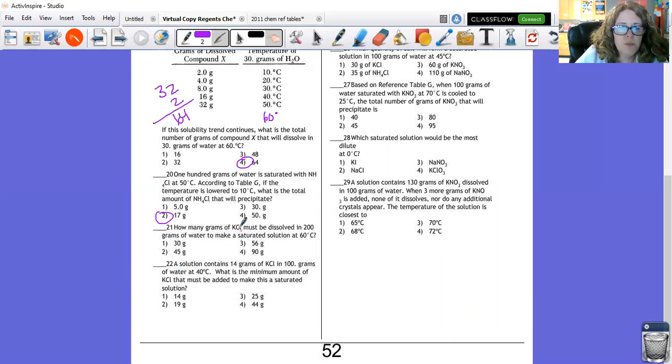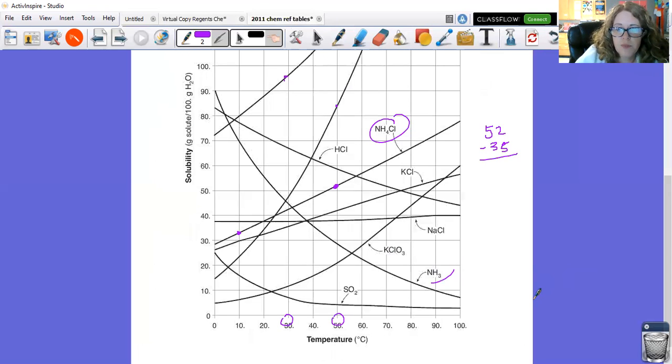All right, so how many grams of potassium chloride must be dissolved in 200 grams of water to make a saturated solution at 60 degrees? So this is double the amount of water than table G, which means I have to multiply by 2. So I need to find the point that intersects KCl with 60 degrees, find out how many grams, and then multiply by 2.